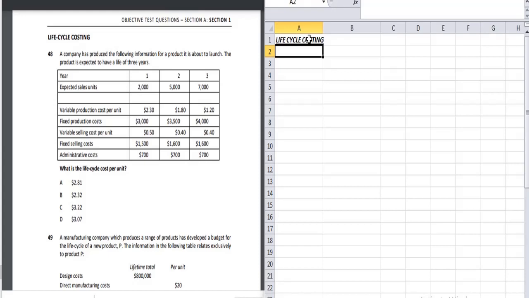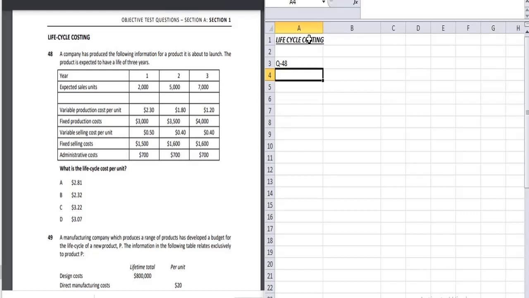Okay, so the first question is, what is the life cycle cost per unit? Basically, life cycle costing is a technique that tracks and accumulates all the actual costs, not the budgeted, it's actual cost and revenue throughout the entire life of the product. So how can we get the cost per unit?